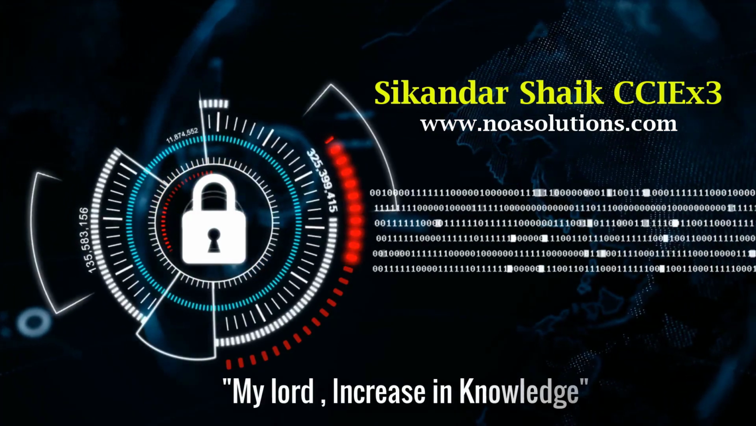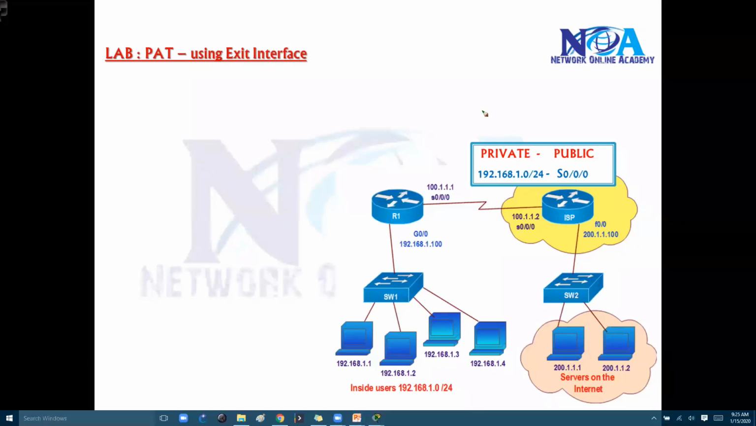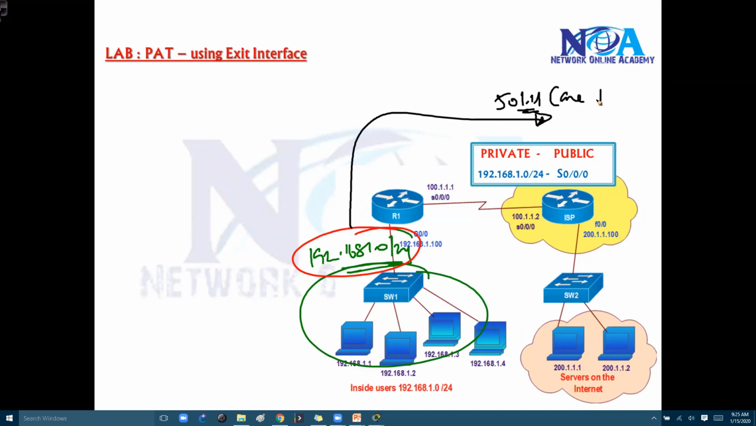Rabbi zidni ilma. Now the next thing, we'll see one more scenario with a PAT with an exit interface. Basically PAT, port address translation, is like in the previous example we have seen. I'm going to translate this private network 192.168.1.0 network. It should get translated to a public IP, whatever the public IP you want, you can decide. And this is the one public IP I'm using for translating this normally.